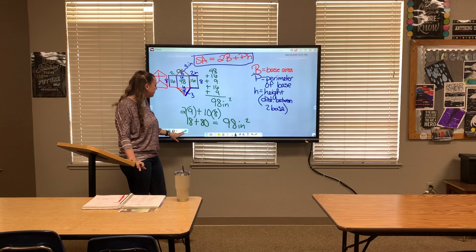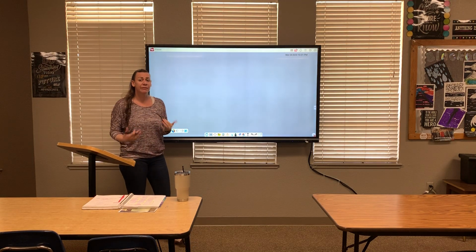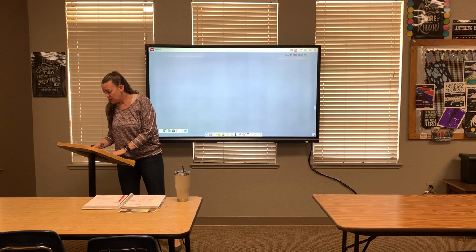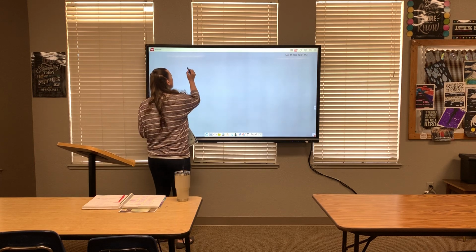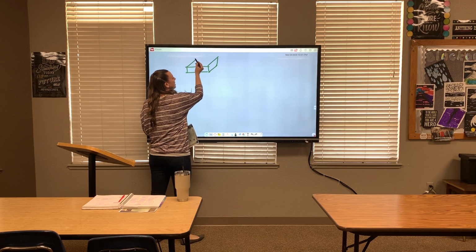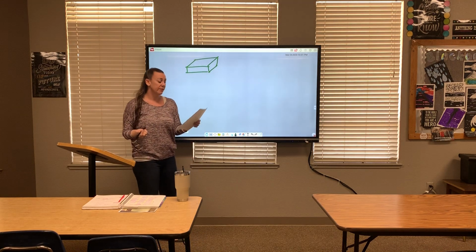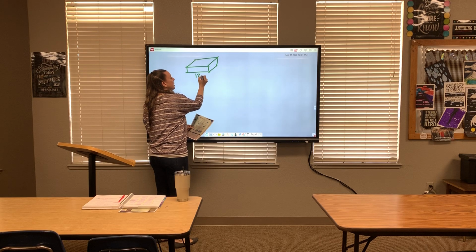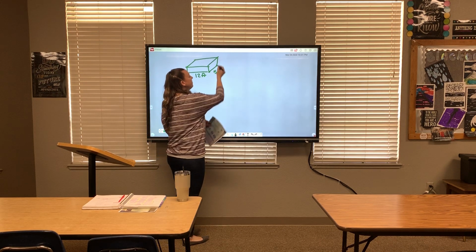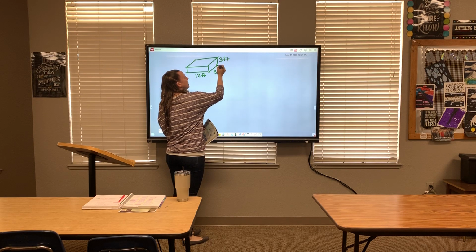So let's try another one. Say we only get the information. So let's say I have a rectangular prism. Let's go ahead and look at this. And I'm going to do this one just by using the information that they gave me and the formula. So I have 12 feet. I'm taking this from your assignment. That's 5 feet, and this is 3 feet, okay?